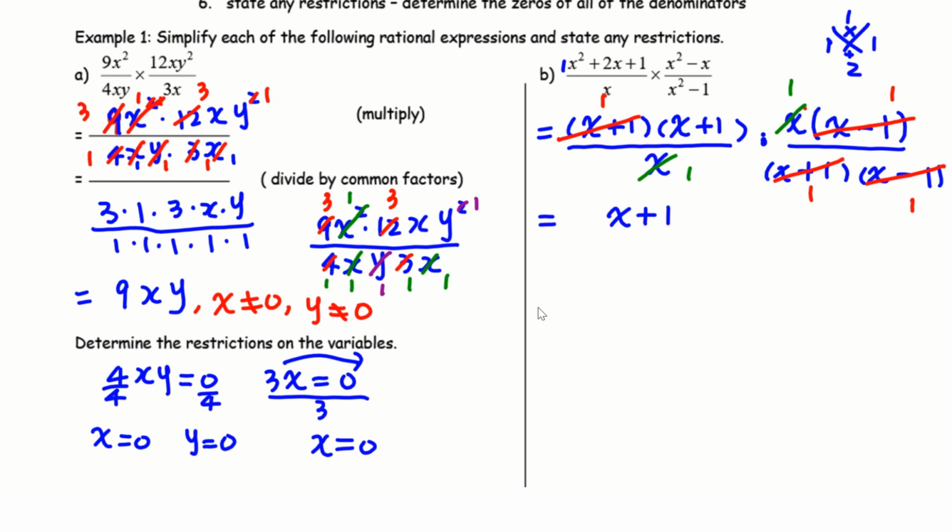And we are going to see the restrictions. Restrictions will be the denominator. You have two denominators, x plus 1. We use a factor form.